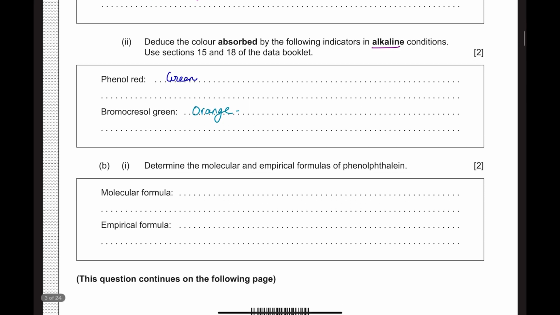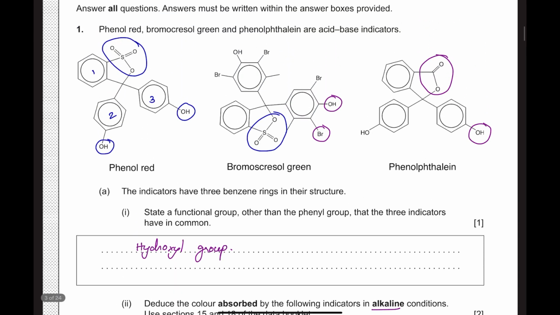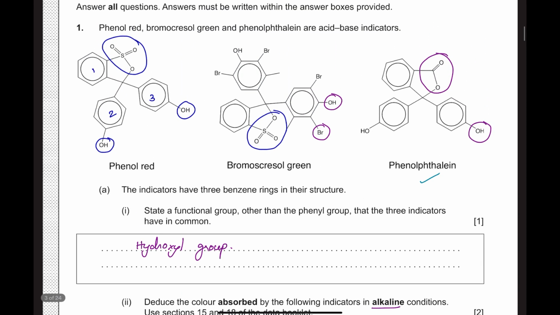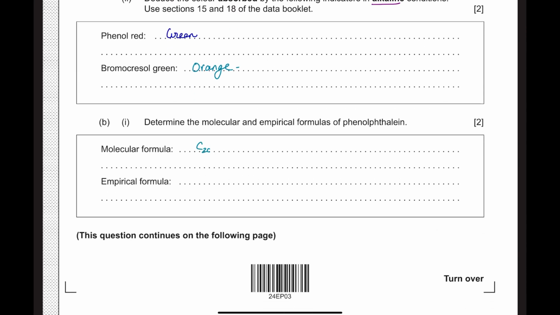Next, we have to determine the molecular and empirical formulas for phenolphthalein. Okay, this is phenolphthalein, the third one. Let's count the number of carbon atoms and hydrogen atoms, everything. So 1, 2, 3, 4, 5, 6 carbons in this phenyl ring, 6 more in this phenyl ring, 12, 6 more here. So 18 carbons in the benzene rings, right? Then this one is the 19th carbon, this one is the 20th carbon. Total, you have 20 carbon atoms in phenolphthalein, right? So the molecular formula starts with C20.